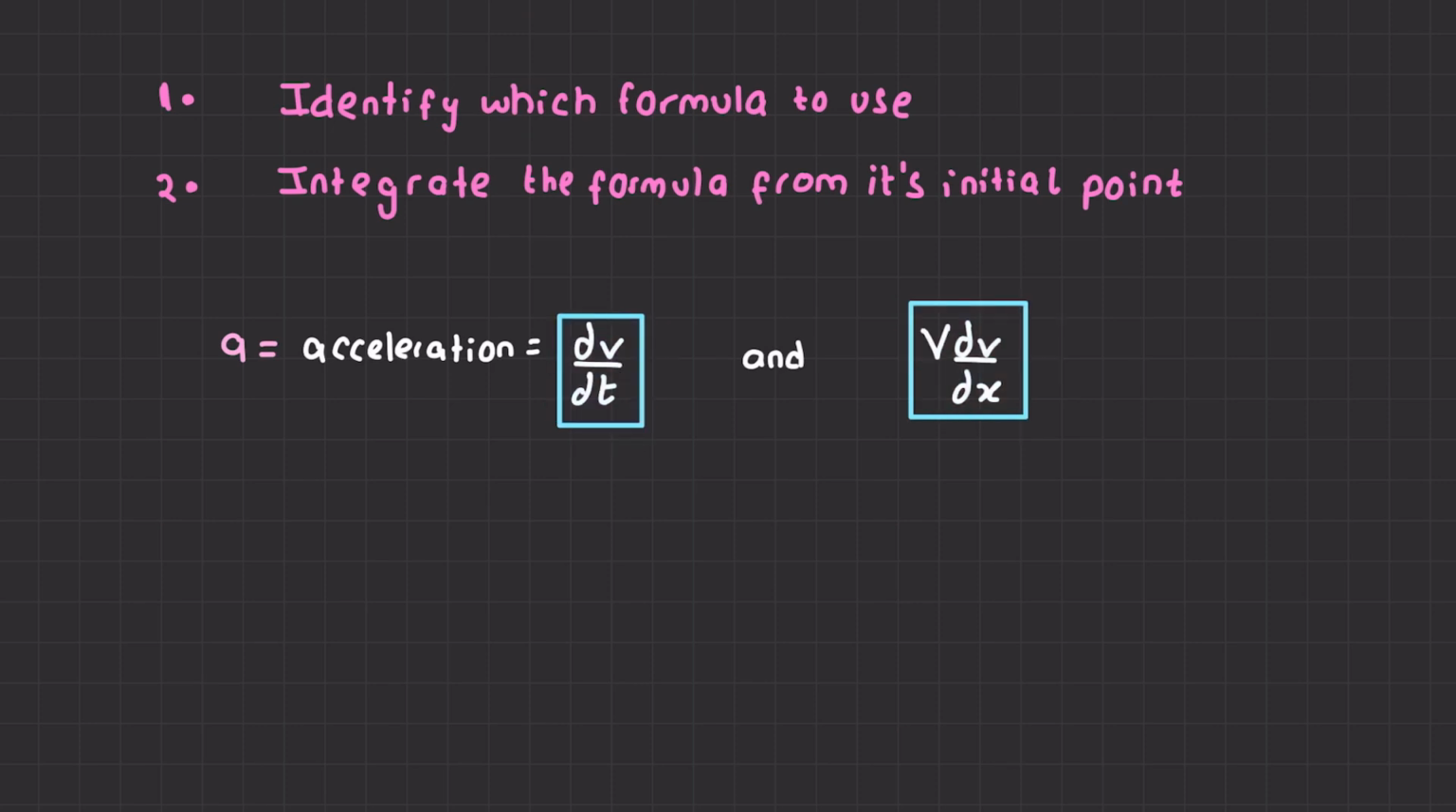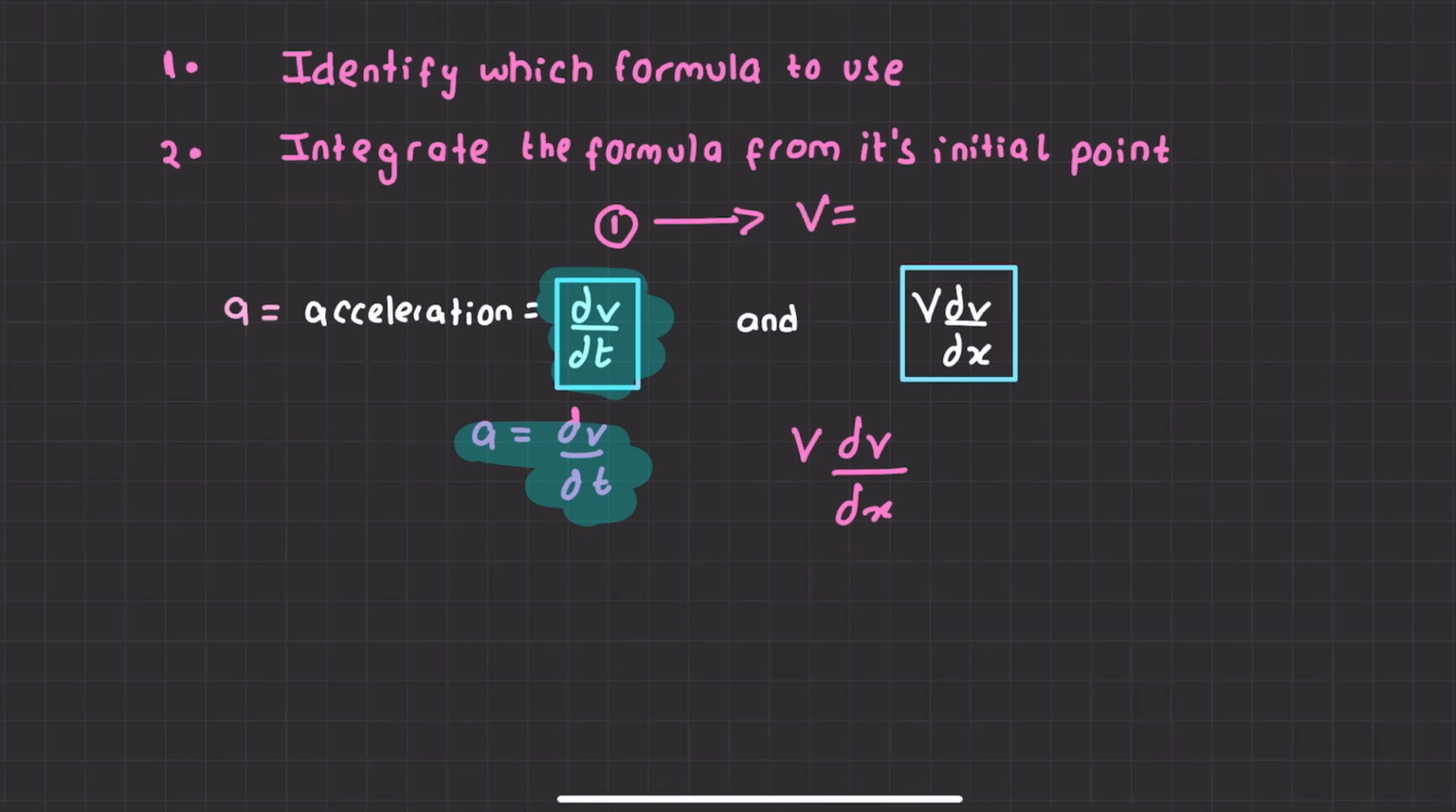The first formula being acceleration equals change in velocity over change in time, and the second one being velocity times change in velocity over change in distance. You are all probably familiar with the first one. It is written with respect to t, while the second one is gotten from combining the first acceleration formula, this one, with the formula for velocity, which is v equals change in distance over change in time. Let me quickly show you how we can get this one.